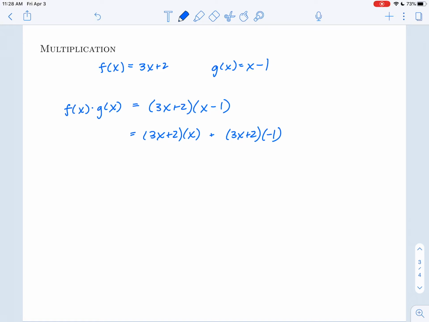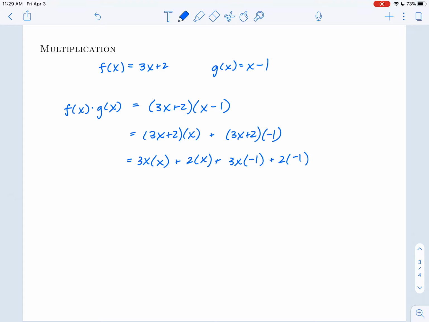From here, we're going to use that distributive property the second time, right? But now, for instance, with this first product, I'm going to take that x and I'm going to distribute it to the 3x and to the 2. So I'll get 3x times x plus 2 times x from that first term. And from that second term, I'll get 3x times negative 1 and 2 times negative 1.